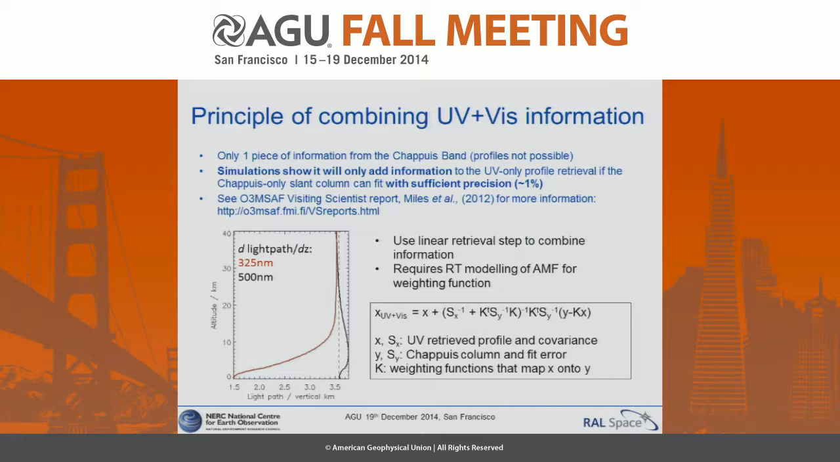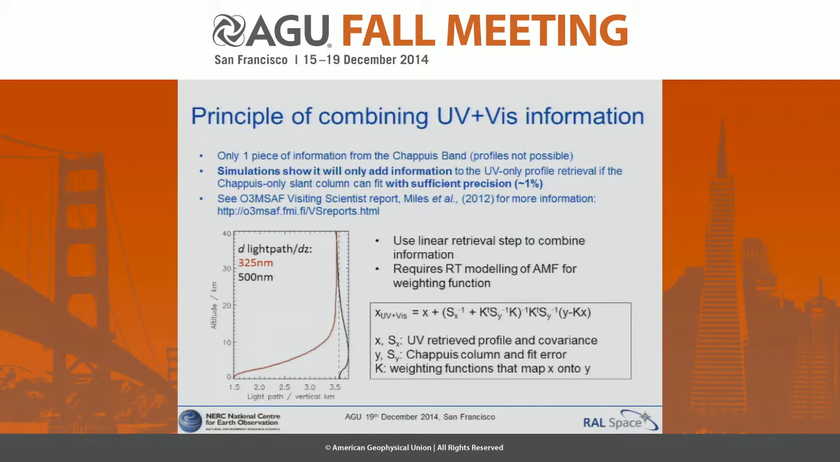And you can do some radiative transfer simulations and retrieval simulations that show that actually you can start to get some information about boundary layer ozone if you're able to fit the slant column in the visible to within a precision of about 1%, which is a massive challenge even in the UV. And there's some more information about that in a report from a few years ago.